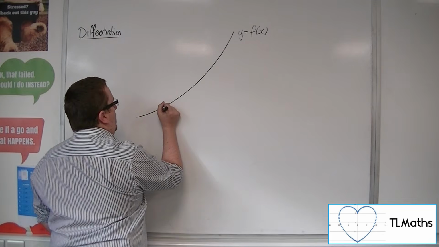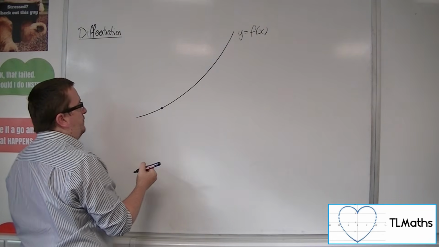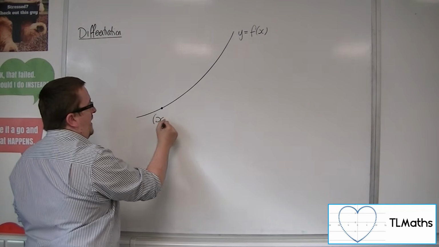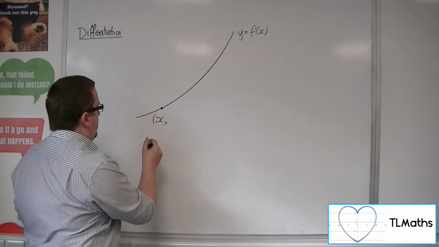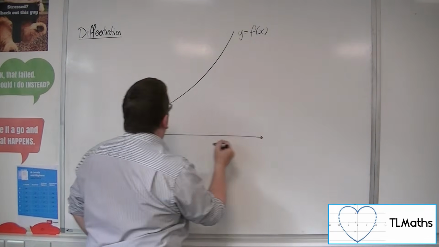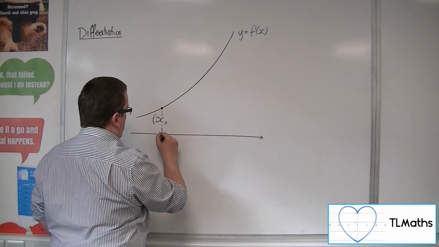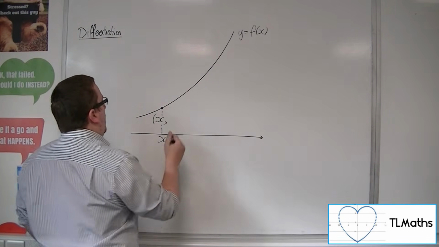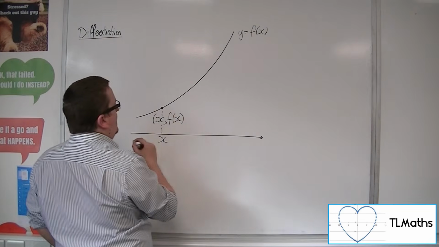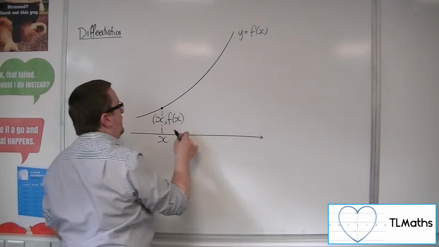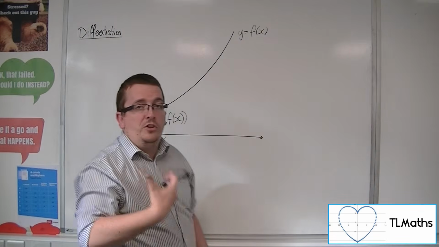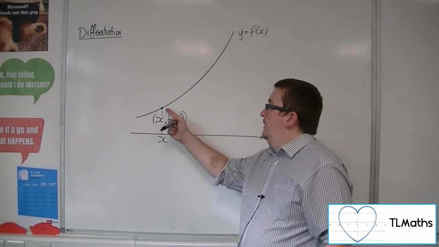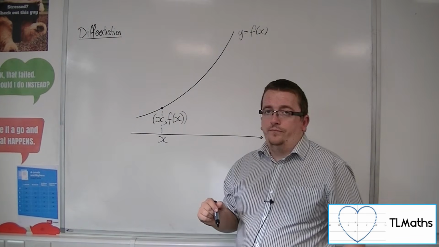So let's say I have a point on this curve, and I'm going to label this point so that it has an x value, okay? So let's say that this is x, and it has a y coordinate of f of x, okay? Because the function is y equals f of x, I can find the y coordinate by substituting it into f, okay? So this coordinate is x, f of x, okay?